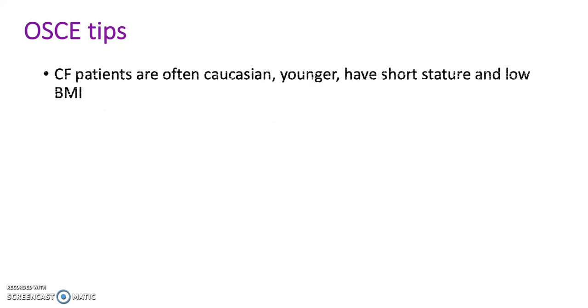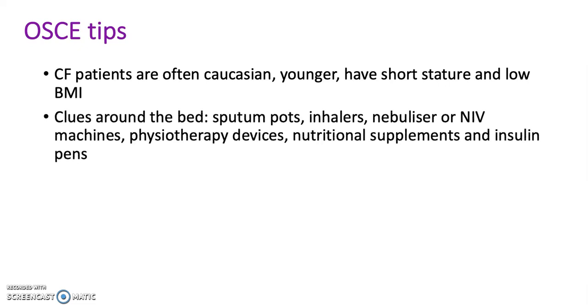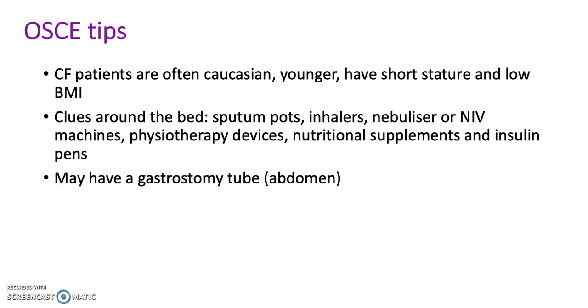OSCE tips. CF patients are often Caucasian, younger, and have short stature and low BMI. There may be some clues around the bed, such as sputum pots, inhalers, a nebulizer or NIV machines, physiotherapy devices, nutritional supplements, and insulin pens. They may have a gastrostomy tube in the abdomen.